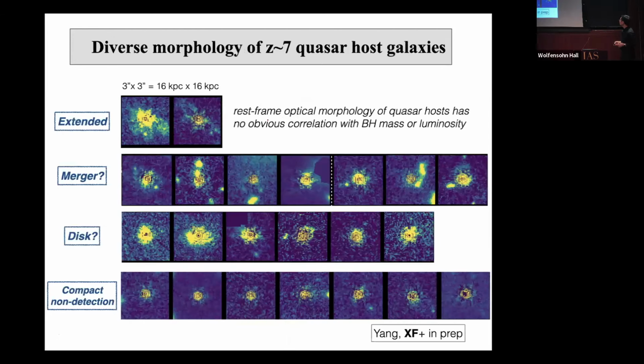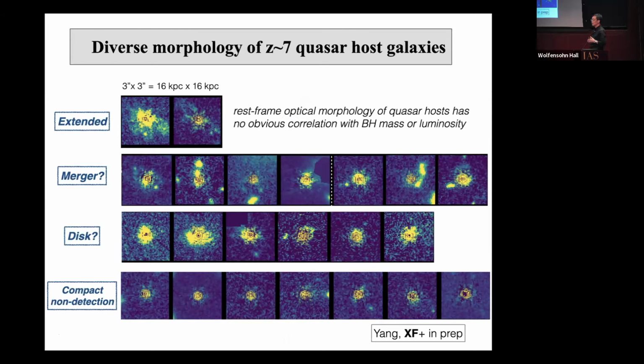On the imaging side, we have imaging of these objects as well. They are beginning to look like John Bechtold's gallery of quasar host galaxies at low redshift. They show a very wide range of morphology and sizes. These are all redshift 7 quasars from JWST, in rest-frame optical, about 3-4 micron imaging. Some of them are very extended, up to about 10 kiloparsec in size.